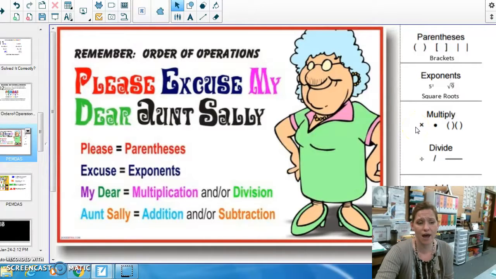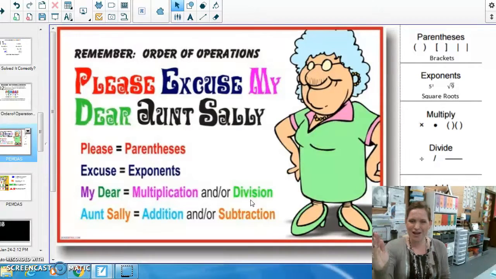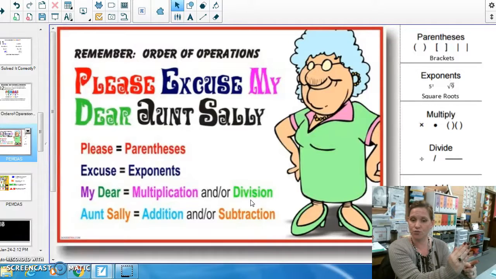The next step is multiply and divide. My dear, multiplication and or division. So why are there two operations in one step? It's because they're both equally as important. Neither one is more important than the other. So what that means is no matter which one comes in the problem, it's whichever one comes first from left to right is what you do. So you're working out the problem from left to right. If multiplication comes first and then division's over here, you have to start with multiplication. If division's first in the problem, and then multiplication, you would do division first. So whichever one comes first, starting from left to right, just like you read.